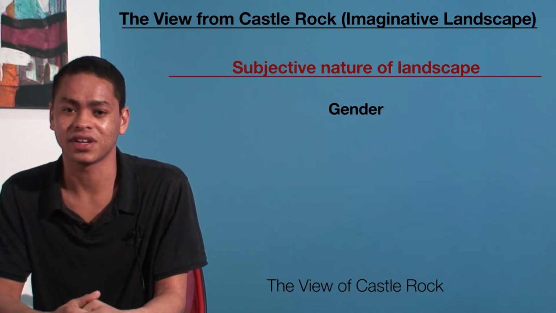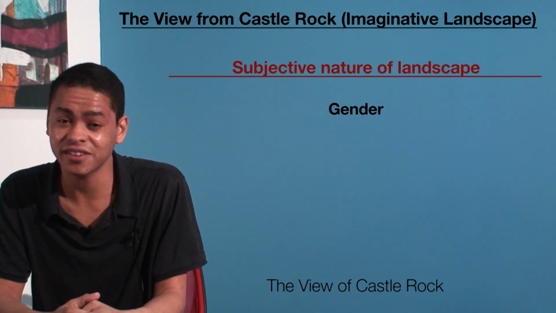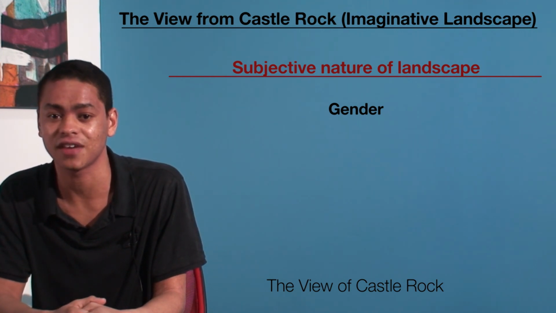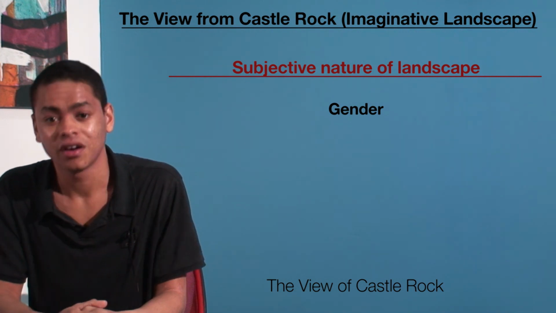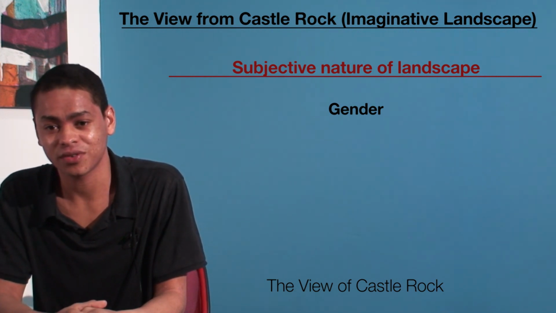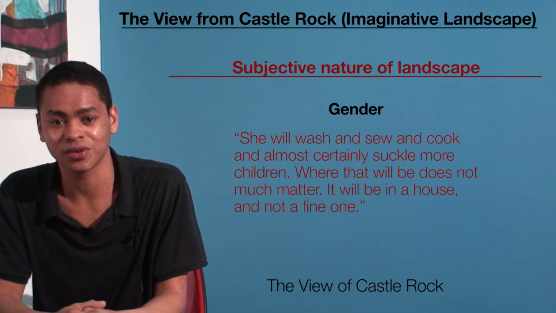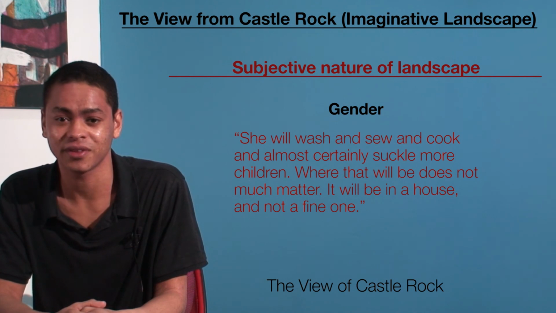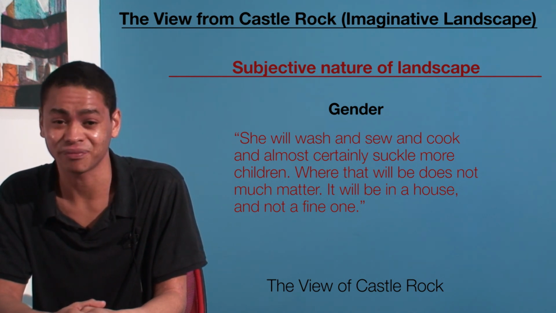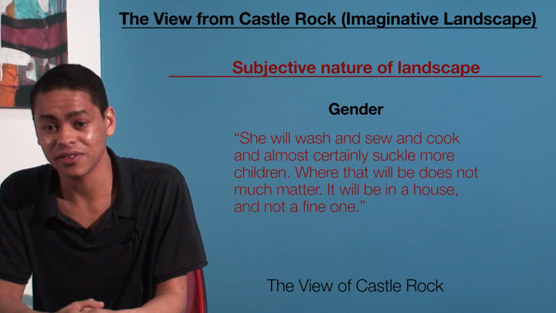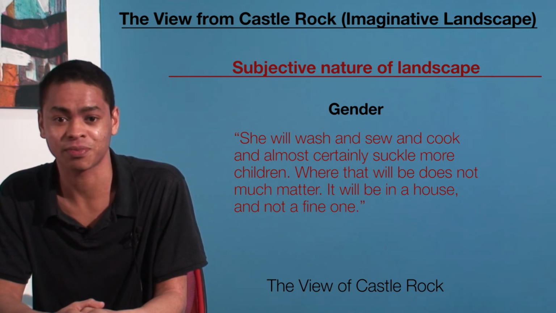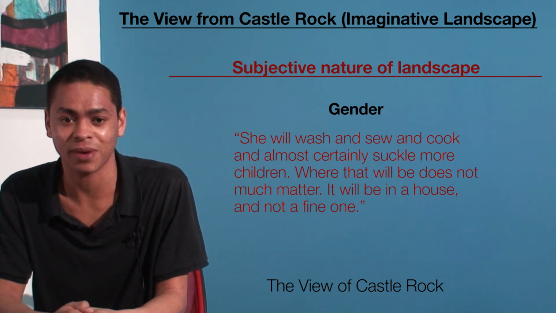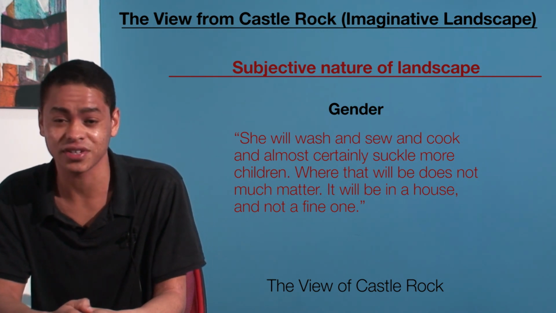Gender plays a major role in how people interpret the landscape, particularly in The View from Castle Rock, which reveals the hardships and banalities of domestic life endured by women in the 18th century. On the ship to the New World, Agnes reflects that she will wash and sew and cook and almost certainly suckle more children. Where that will be does not much matter. It will be in a house, and not a fine one. The landscape, even the landscape of opportunity that old James has promised his family, is meaningless to Agnes because her life is entirely constrained by her gender and social status, regardless of her location.